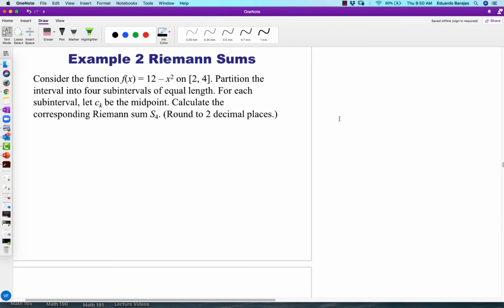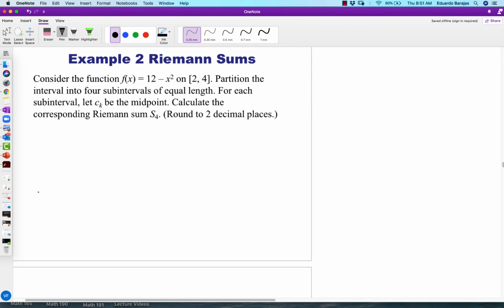All right, let's consider this example. Consider the function f of x equals 12 minus x squared on the interval from 2 to 4. Partition the interval into 4 subintervals of equal length. For each subinterval, let c sub k be the midpoint. Calculate the corresponding Riemann sum s sub 4. Okay, so we need to figure out our domain.